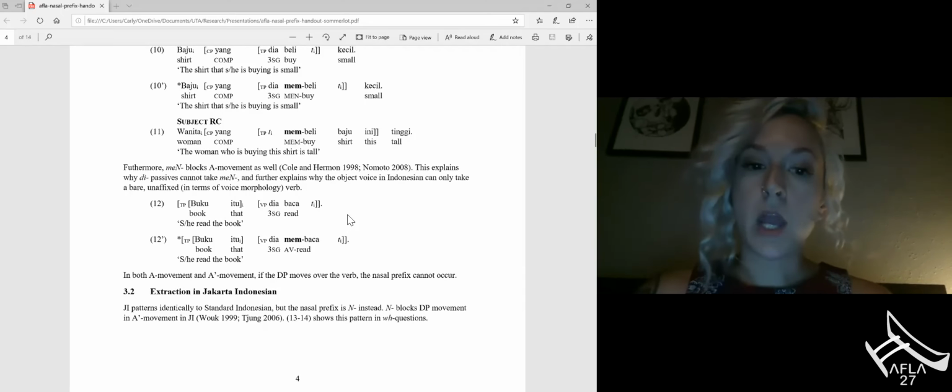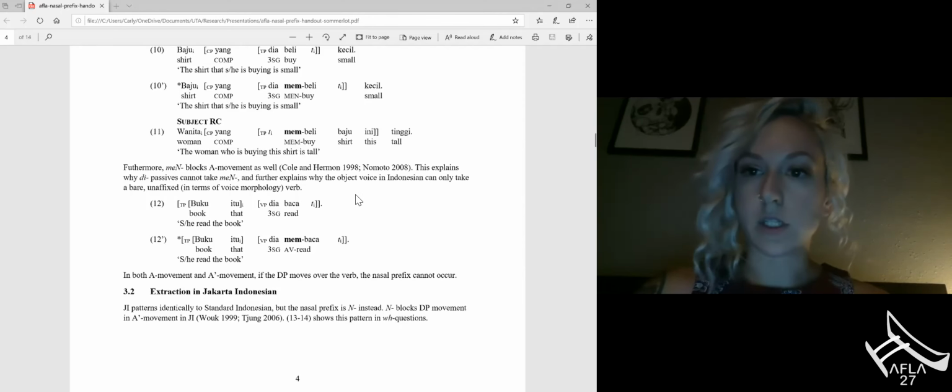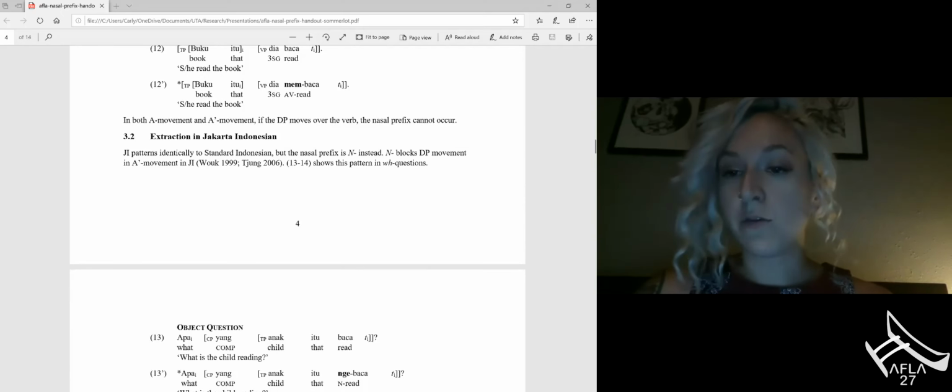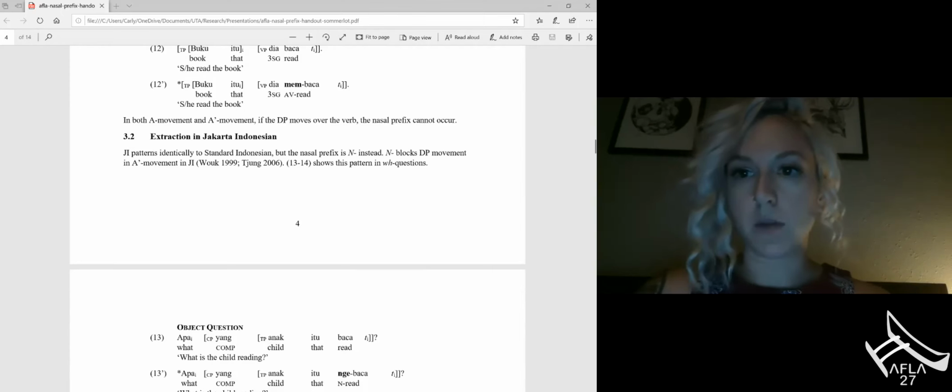So in both A movement and A-bar movement in standard Indonesian, if the DP moves over the verb, the nasal prefix cannot occur. So now I'm going to consider extraction in Jakarta Indonesian. We have a nasal prefix, but it's slightly shorter, so it looks a little bit like maybe partly what we see in Desa, but N does block DP movement in A-bar movement in Jakarta Indonesian, just like standard Indonesian.